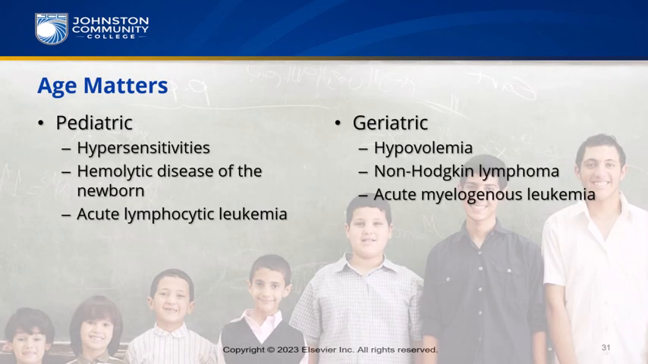Age matters. As you can see here, we have pediatric, which includes hypersensitivities, hemolytic diseases of the newborns, acute lymphocytic leukemia, and then in our geriatric patients, we have hypovolemia, non-Hodgkin lymphoma, and acute myelogenous leukemia. Note that although leukemias occur both in the very young and the elderly, these are different forms.